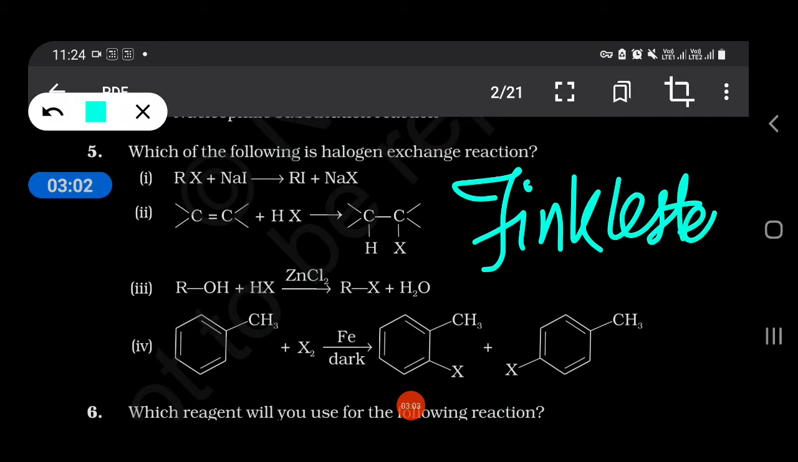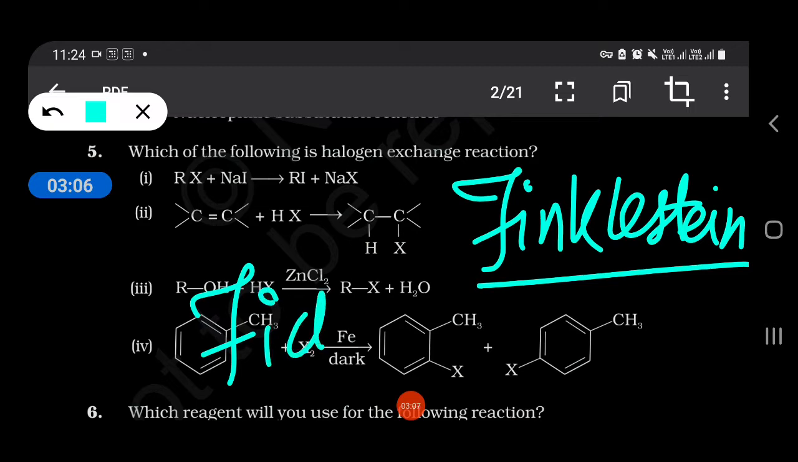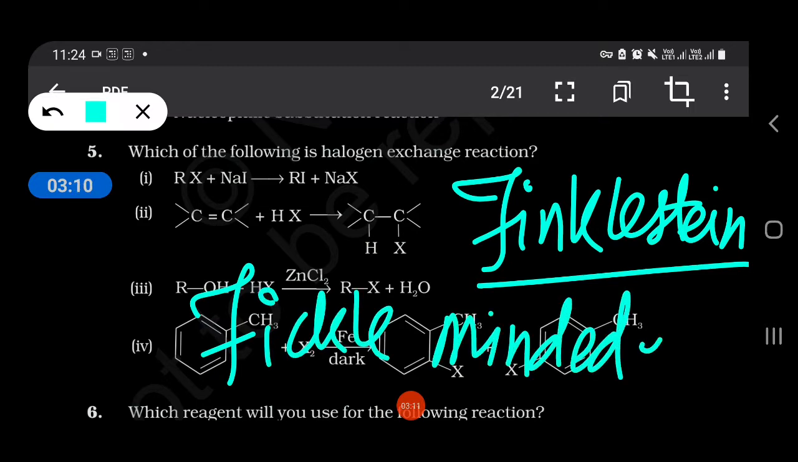Finkelstein reaction. So learn it by fickle minded Nai, which is NaI. Okay.